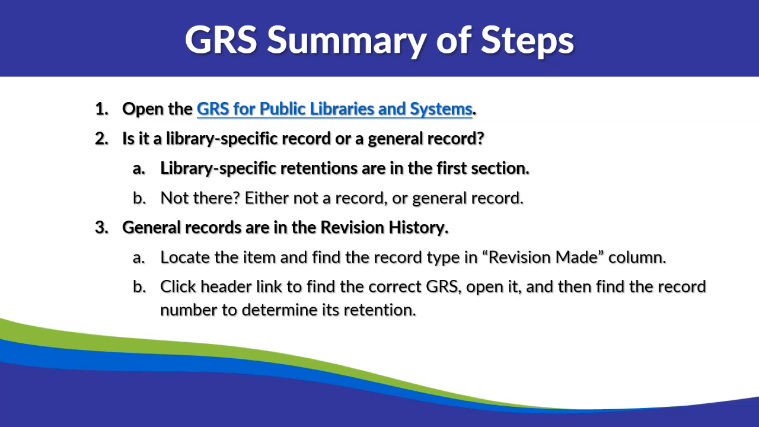If it is a general record, then you need to go to the revision history section and see which general retention schedule it belongs to. They will be obvious once you familiarize yourself with the different schedules. When you know which one you need, based on the letters in front of the record numbers, you go to that header, click the link, and find the PDF with the correct GRS. Then you just go to the record number and determine its retention time and disposition.